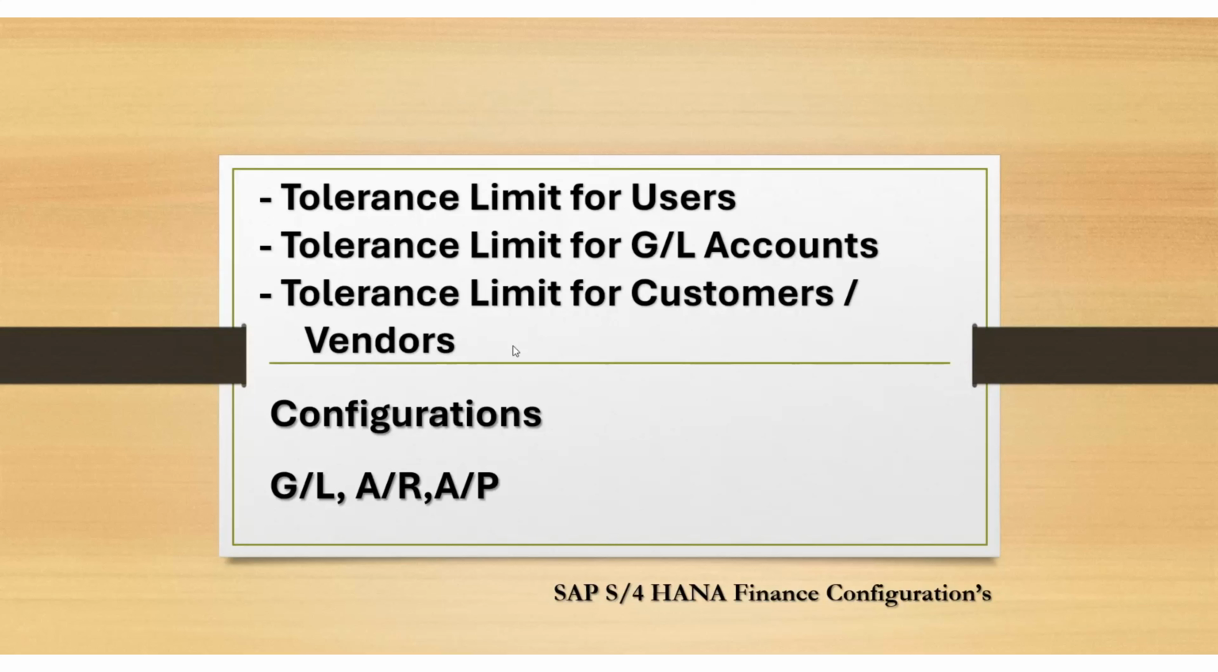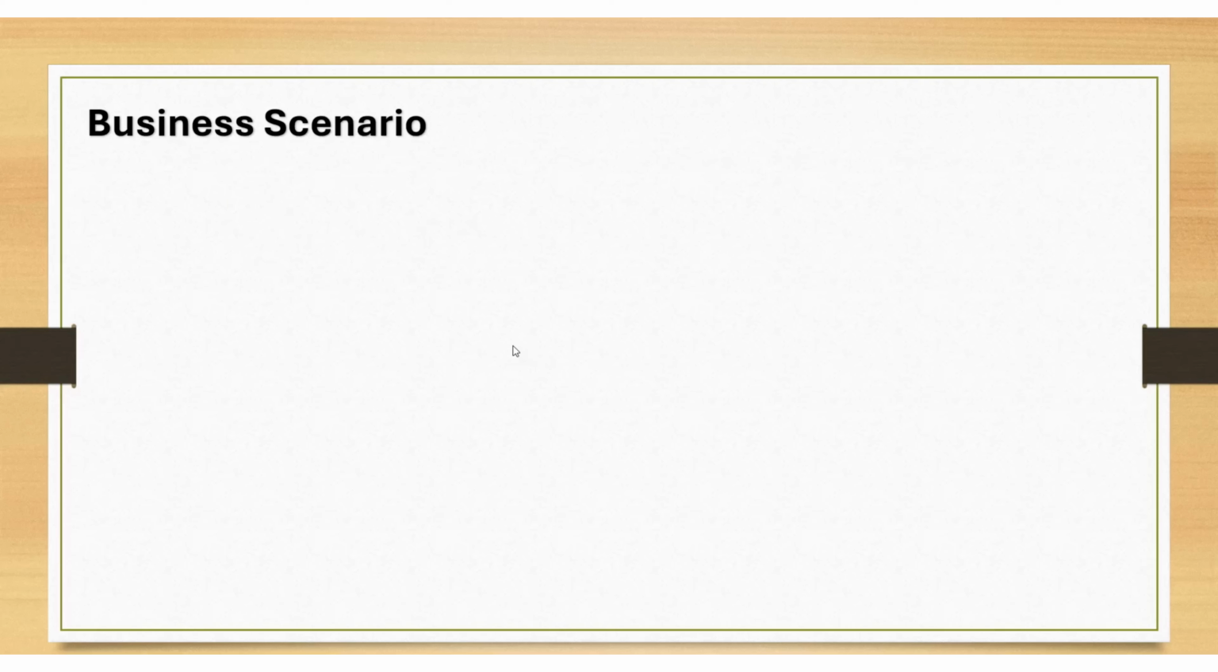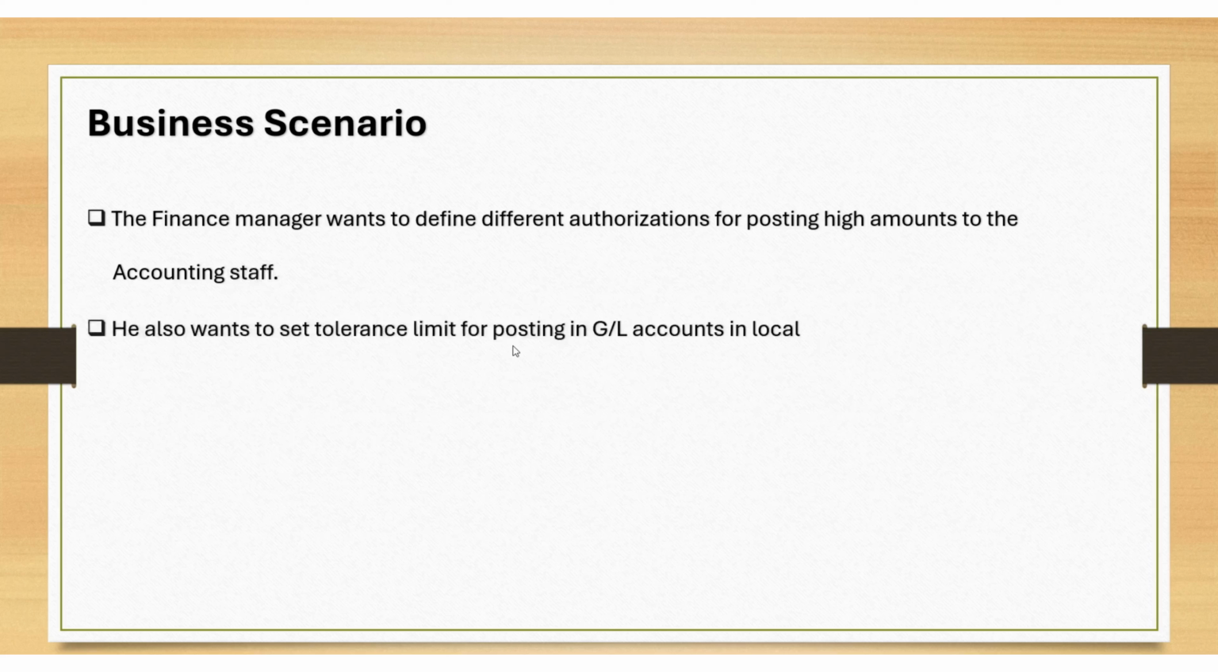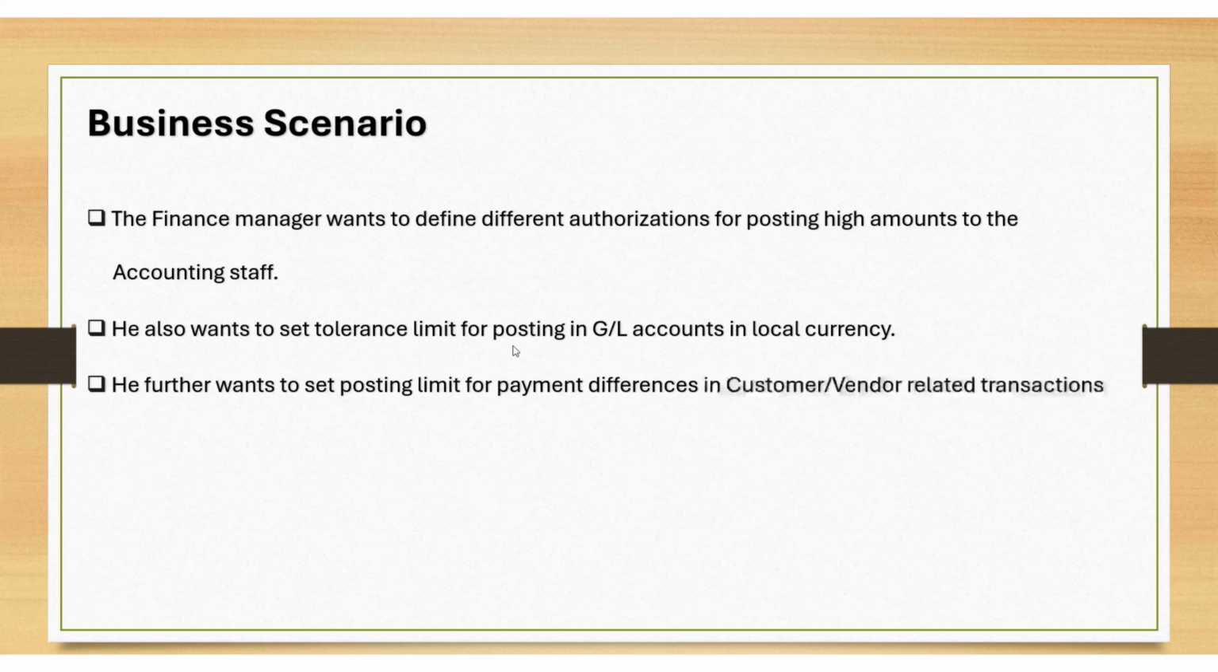In this lecture, I will demonstrate the configuration related to tolerance limit for users, GL accounts, customer, or vendor. This is a part of SAP S/4HANA Finance. Here is a business scenario explaining why we need tolerance limits. The finance manager wants to define different authorizations for posting high amounts to the accounting staff. He also wants to set a tolerance limit for posting in single accounts in local currency. Additionally, he wants to set a posting limit for payment differences in customer or vendor-related transactions.